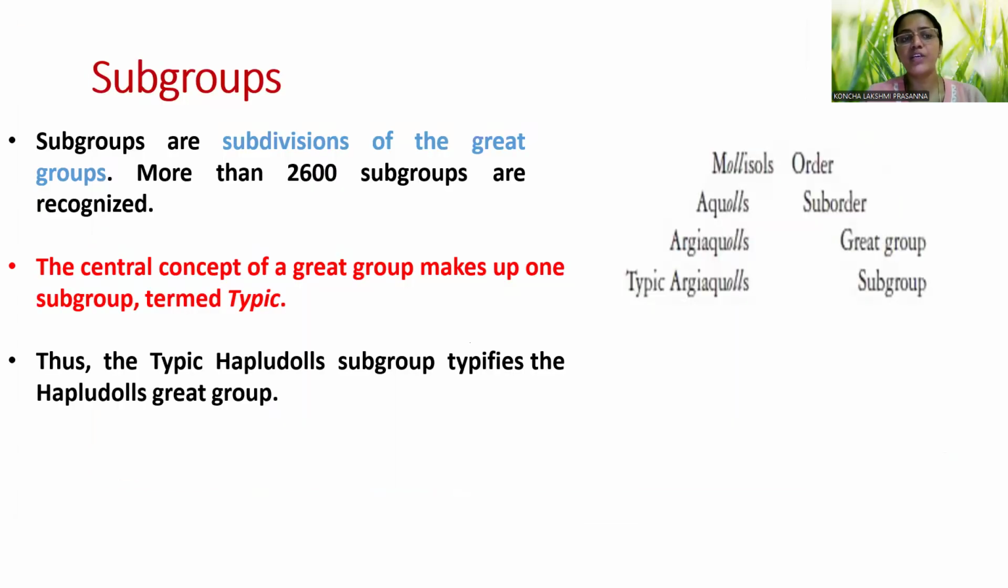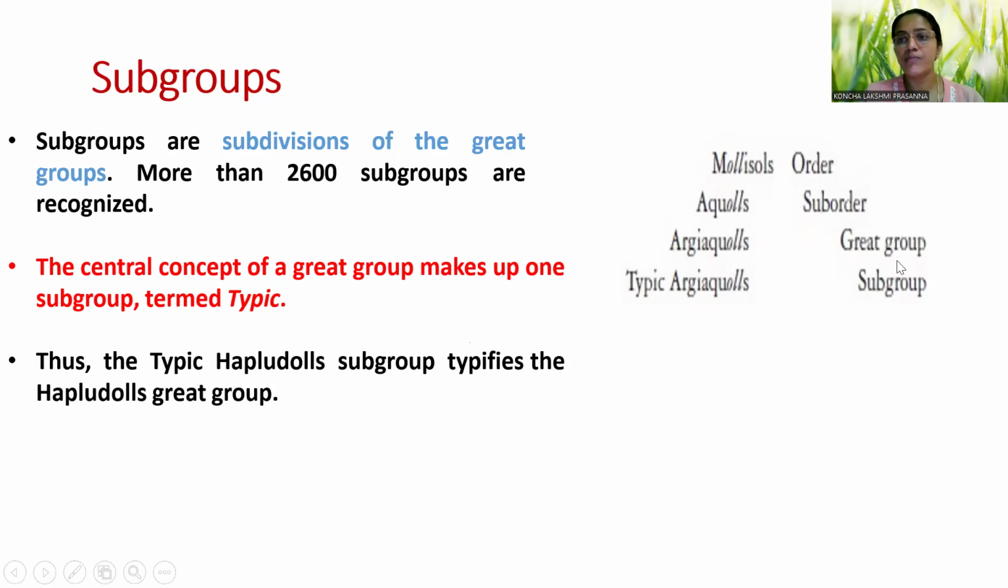Subgroups are the divisions of the great groups. More than 2,600 great groups are recognized. The central concept of the great group makes up one subgroup, which is termed Typic. So in the subgroup, the main term determined is Typic. Thus, the Typic Haplopods are the subgroup which defines the Haplopods of the great group.